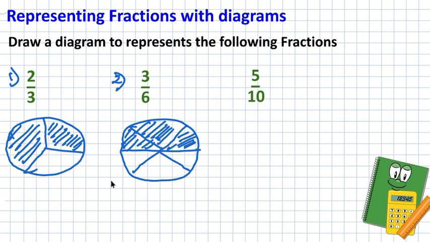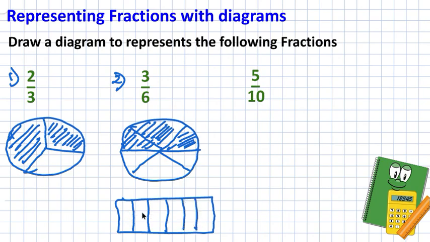Now, if you don't want to use a circle, let's say you want to use a rectangle. So I'll draw a rectangle and then I'm going to divide it into 6 equal parts. So we have 1, 2, 3, 4, 5, 6. So I will shade 3 parts. So that is 3 out of 6.